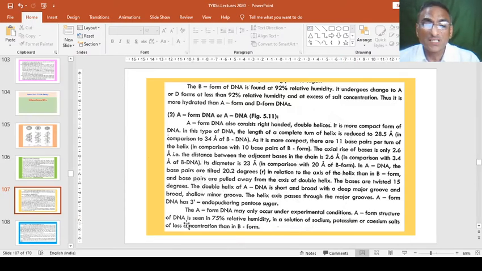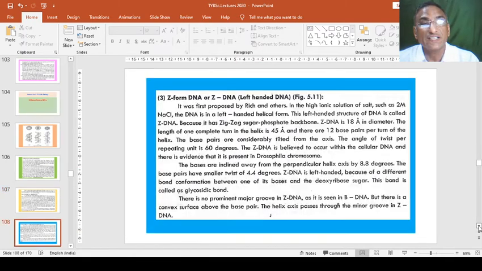A form structure of DNA is seen in 75% relative humidity in a solution of sodium, potassium, or calcium salts or cesium salts of less concentration than in beta forms. So these are the structural arrangement of A form DNA.